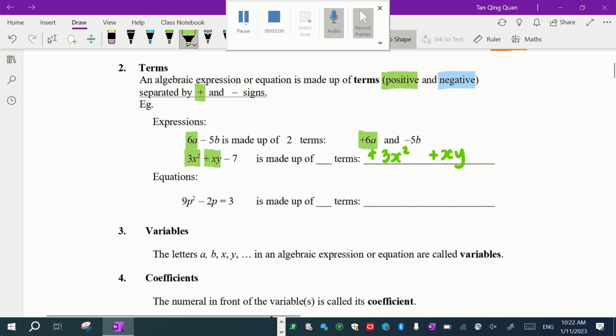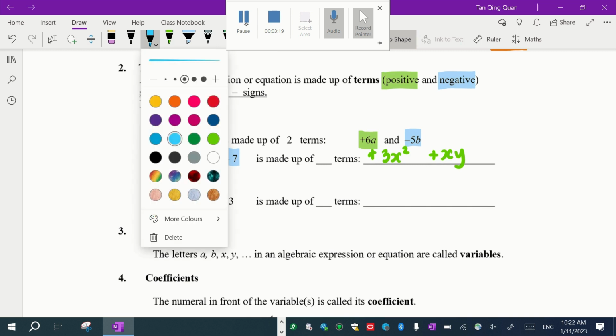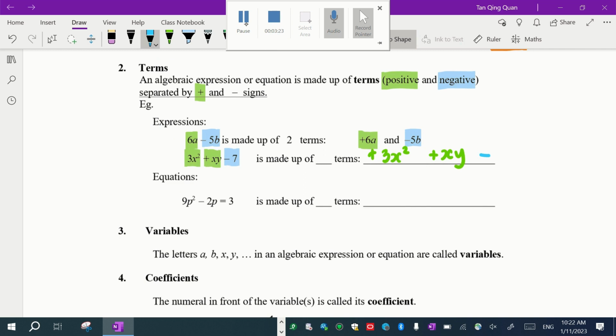One negative term. So I'm going to just highlight the negative 5a at the top, and in this case it's a negative 7. So for this particular expression, there are actually 3 terms here. For an equation, we also do see 3 terms. Yeah? And what are the 3 terms?